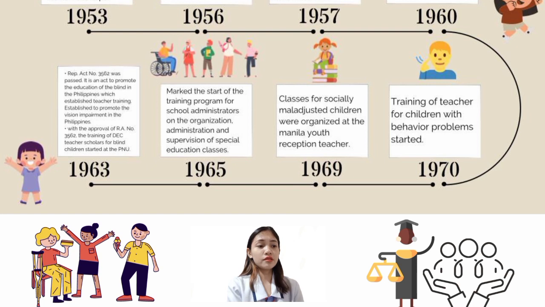The year 1965 marked the start of the training program for school administrators on the organization, administration, and supervision of special education classes. In the year 1969, the classes for socially maladjusted children were organized at the Manila Youth Reception Center. And in the year 1970, training of teachers for children with behavior problems started.